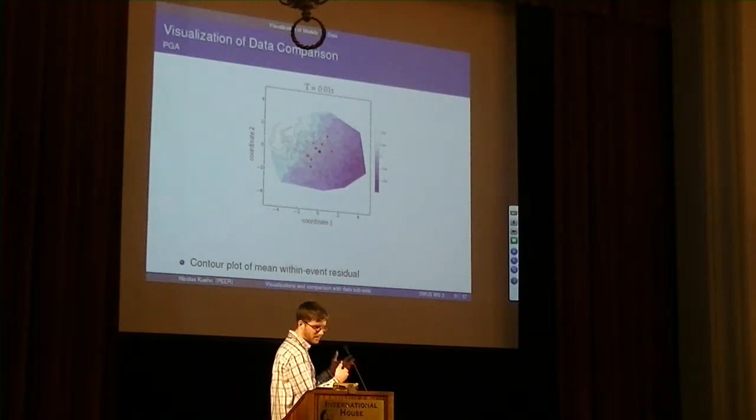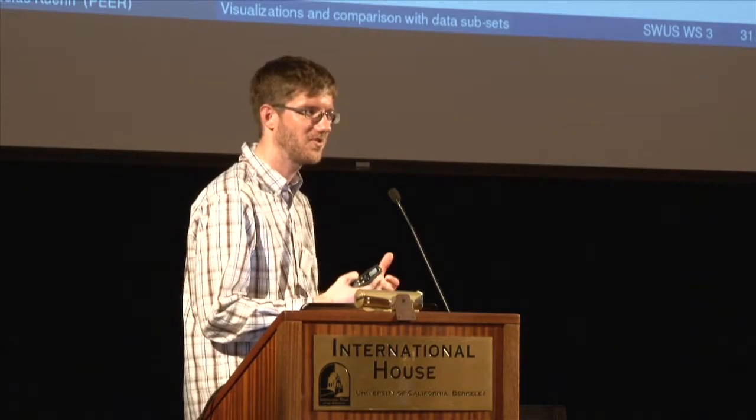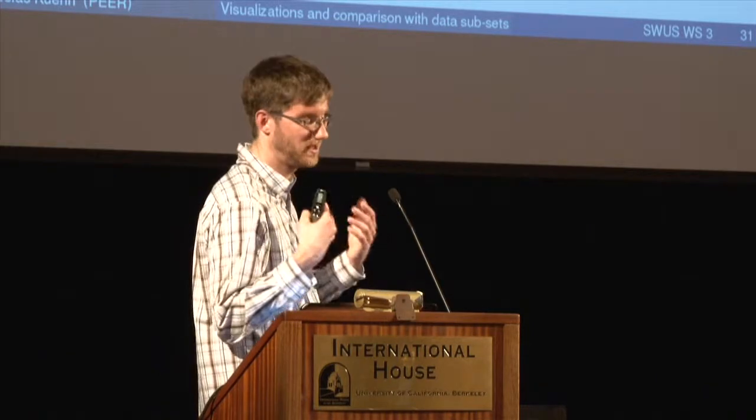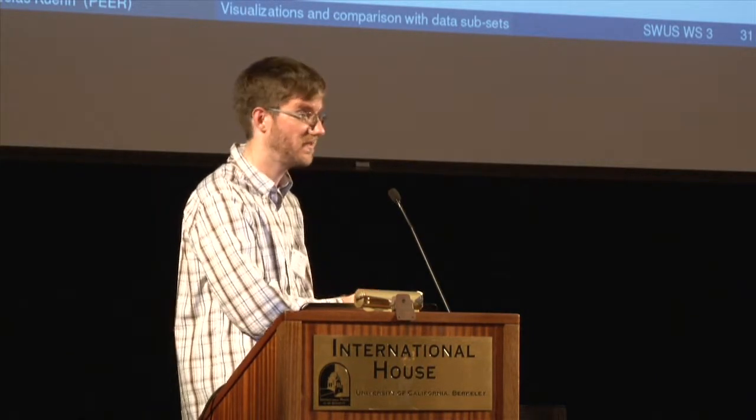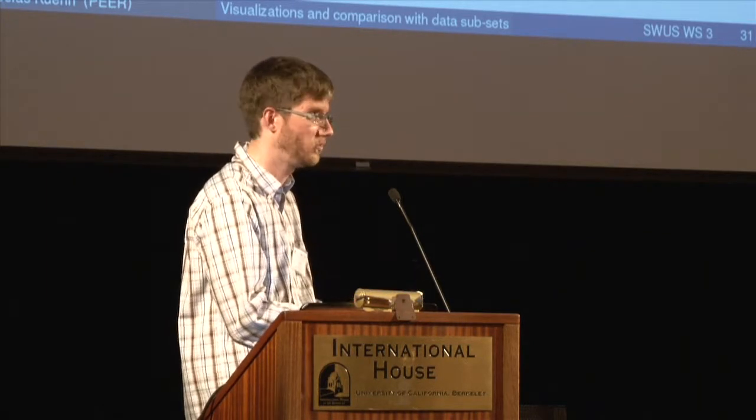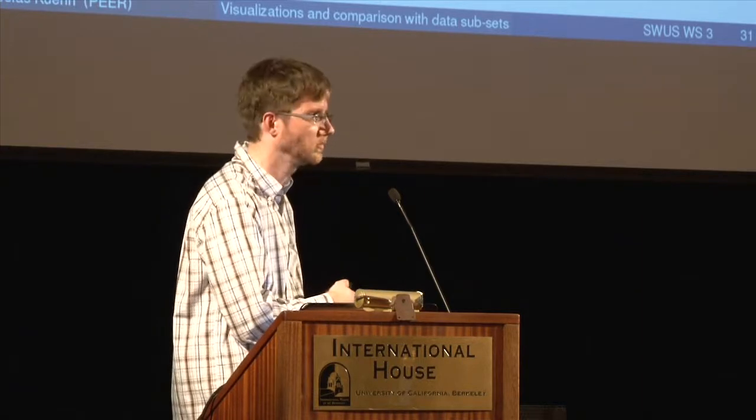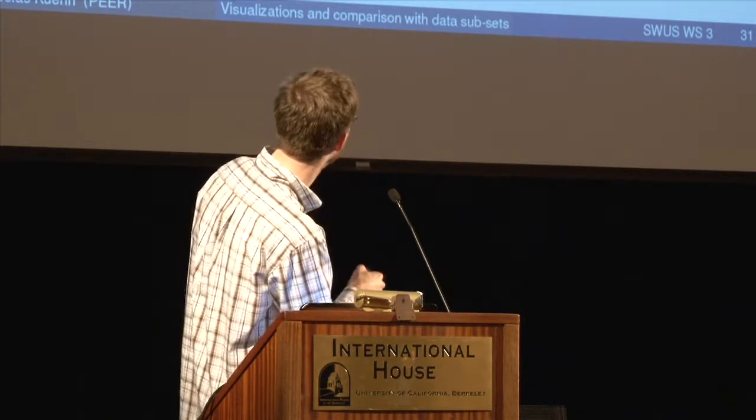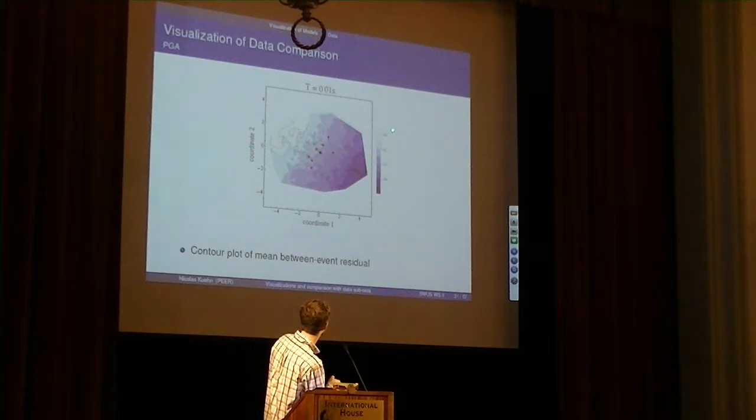All right, so this is just the next thing. This is the contour plot of the mean within-event residual. The numbers here are much smaller now because the within-event residuals should be centered at 0. Some of them are not exactly centered at 0, which I think is just because I used a fixed standard deviation. So that's 0.08 and minus 0.08. And here we had minus 0.6 and plus 0.6.